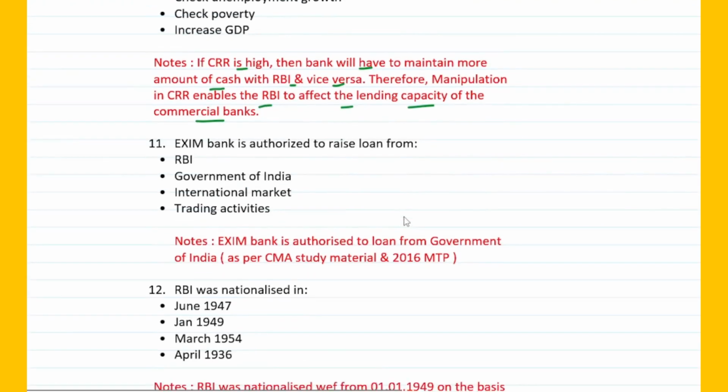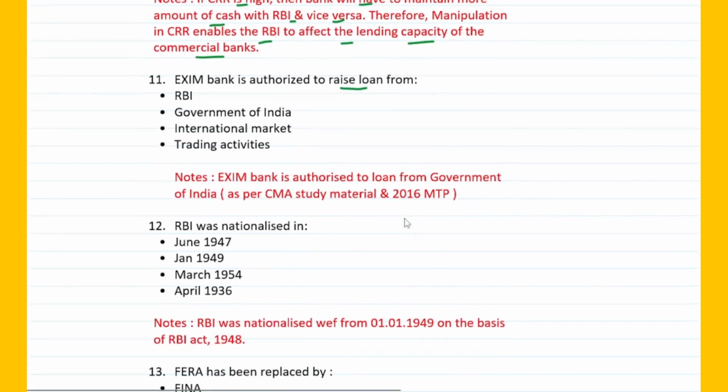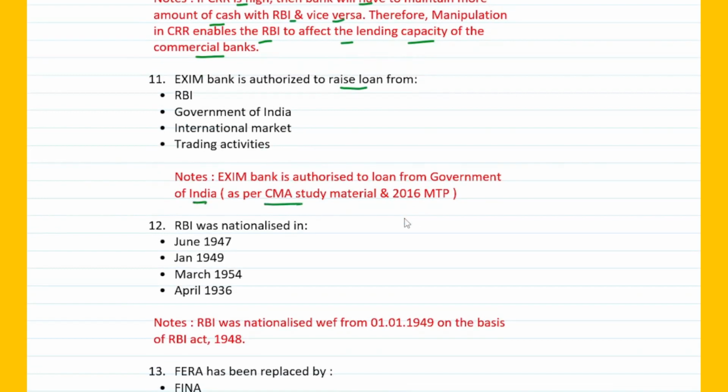Okay, then the question says Exim Bank is authorized to raise loan from. So where can Exim Bank raise their loan or get their loan from? RBI, GOI, international market or trading activities. Exim Bank is authorized to loan from Government of India as per CMA study material and 2016 MTP. Although when I ran through various documents, I did realize that Exim Bank can even raise money from RBI and international market. Although your book is continuously talking about Exim Bank raising money only from Government of India, I would go with option B, right?